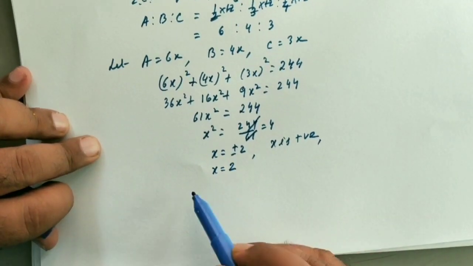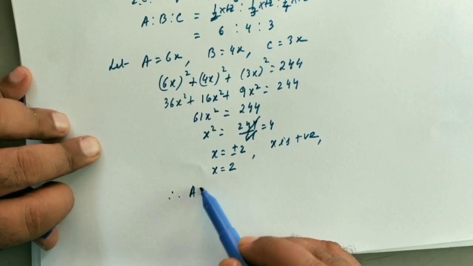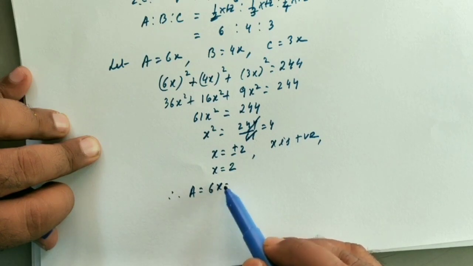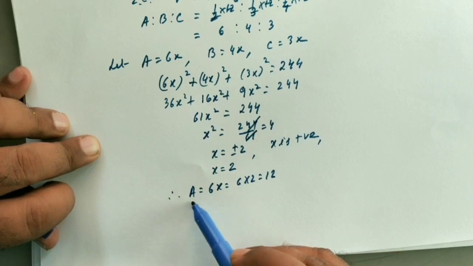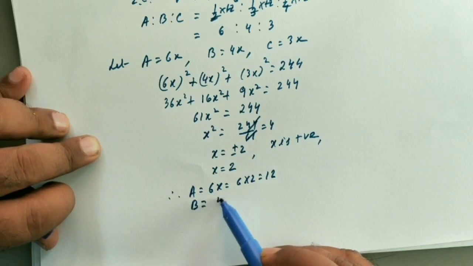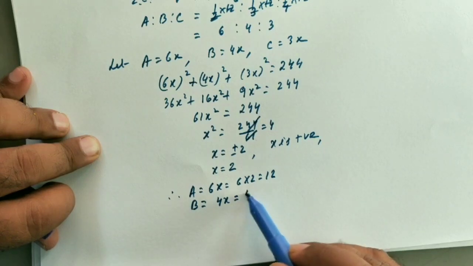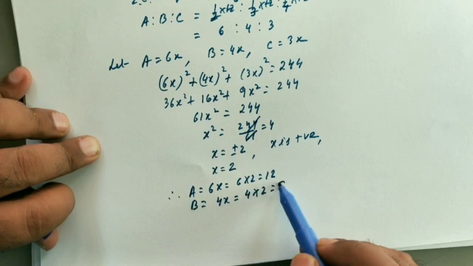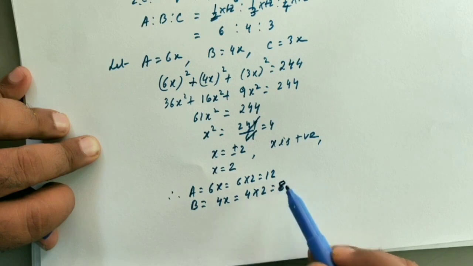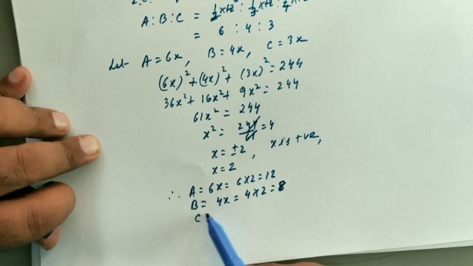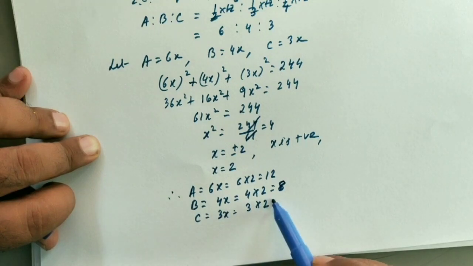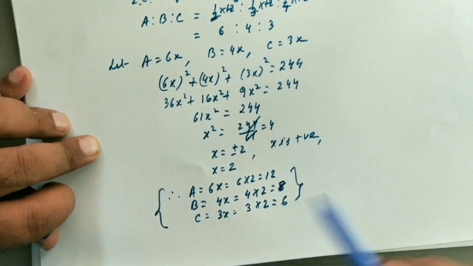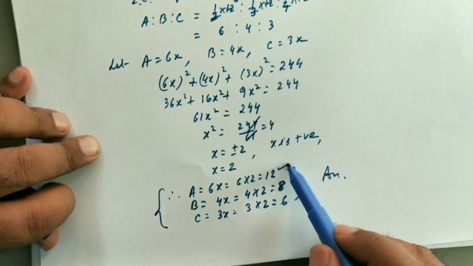Now the three numbers, therefore A is 6x, 6 into 2, 12. B is 4x, that is 4 into 2, 8. And C is 3x, 3 into 2, 6. So this is the answer. Three numbers are 12, 8 and 6.